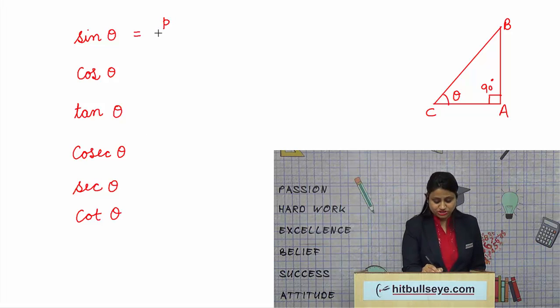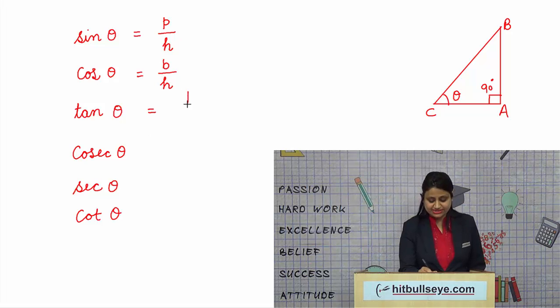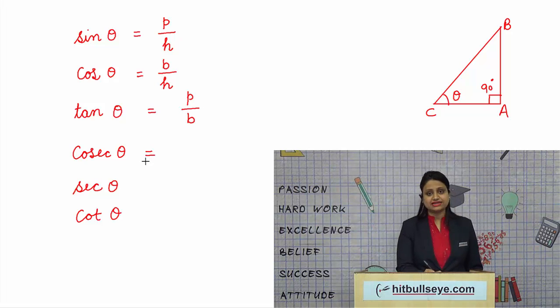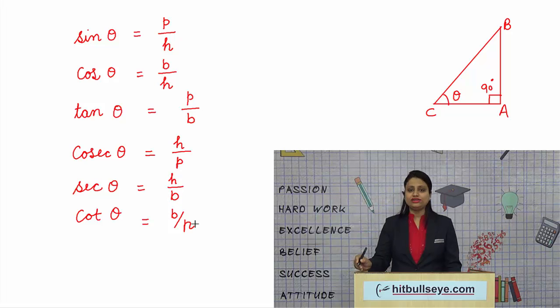Now what is sine theta in ABC? That is P upon H, perpendicular upon hypotenuse. What is cos theta? B upon H, base upon hypotenuse. Tan theta is equal to sine theta upon cos theta. That's why we can say that this is nothing but P upon B, I mean perpendicular upon base. Cosecant theta is nothing but reciprocal of sine theta, that's why this is H upon P. Secant theta is reciprocal of cos theta, this is H upon B. And cot theta is reciprocal of tan theta, that's why this will be B upon P. You must know all these values to crack all height and distances questions.